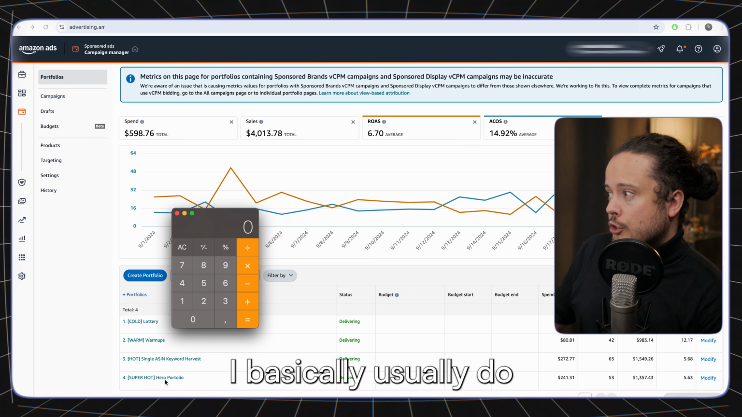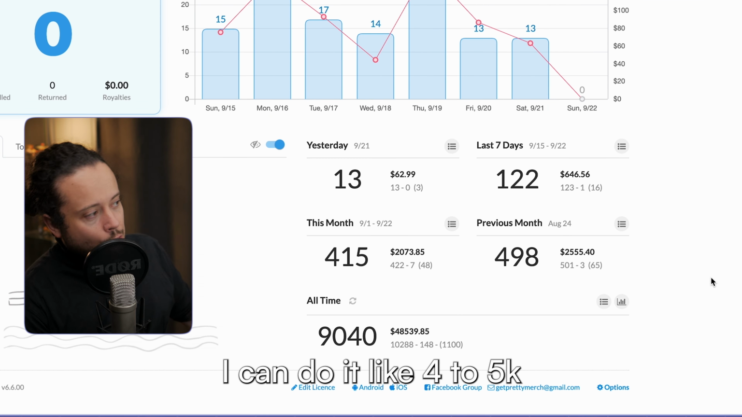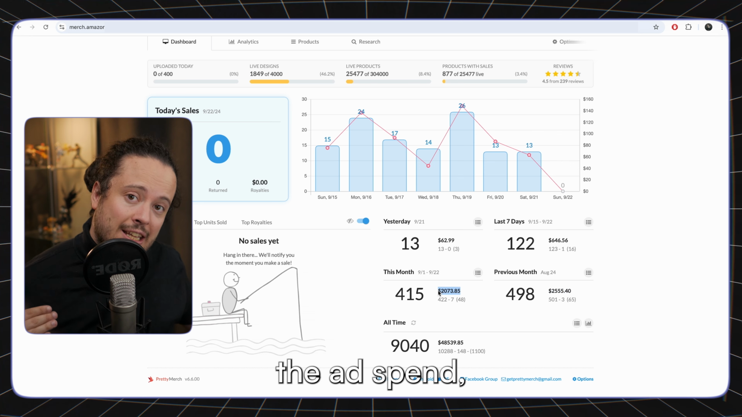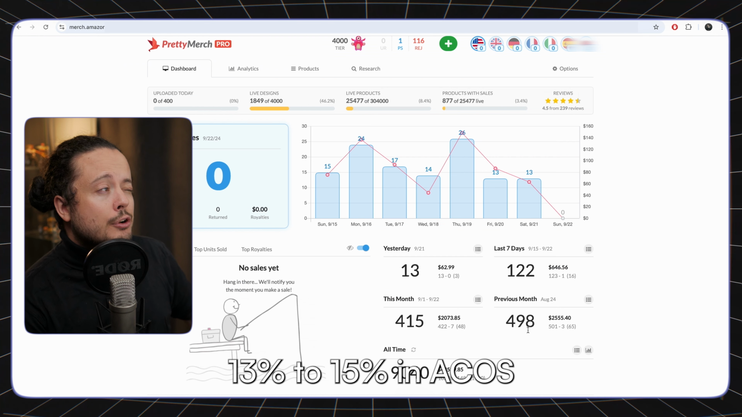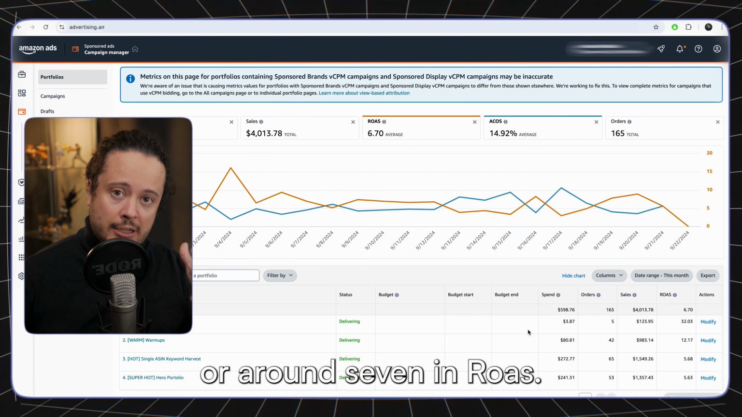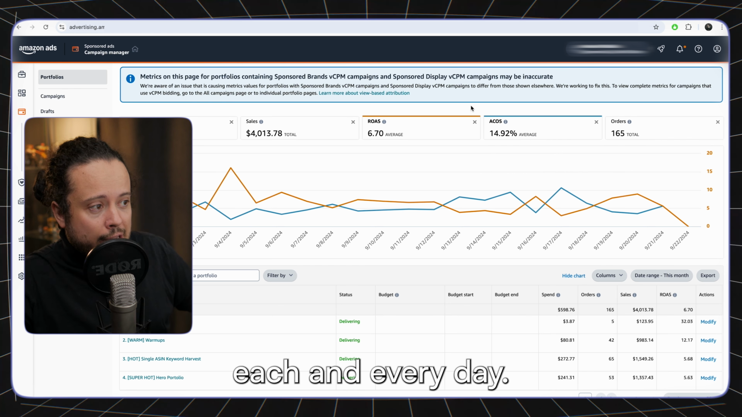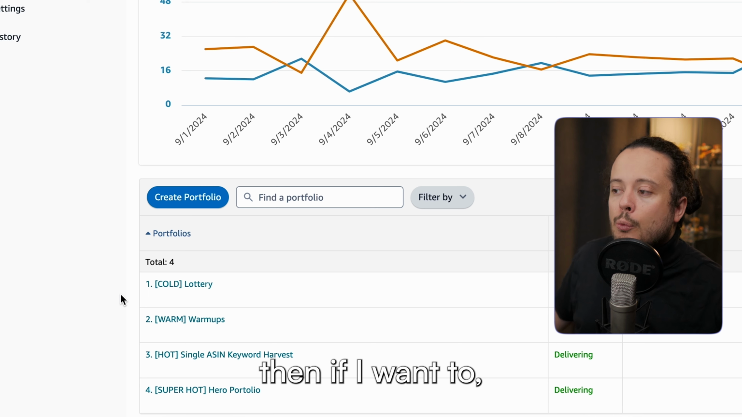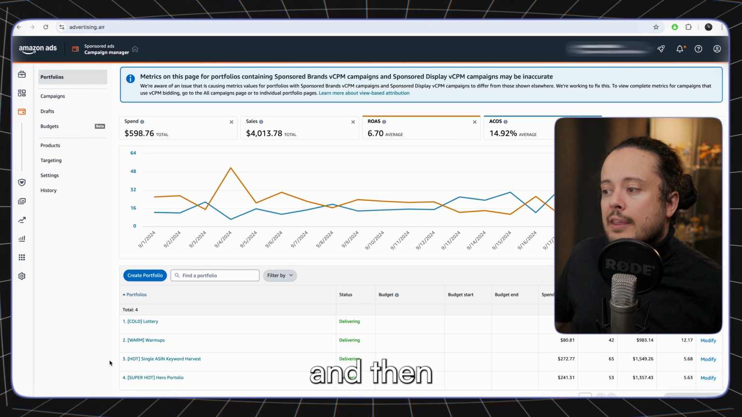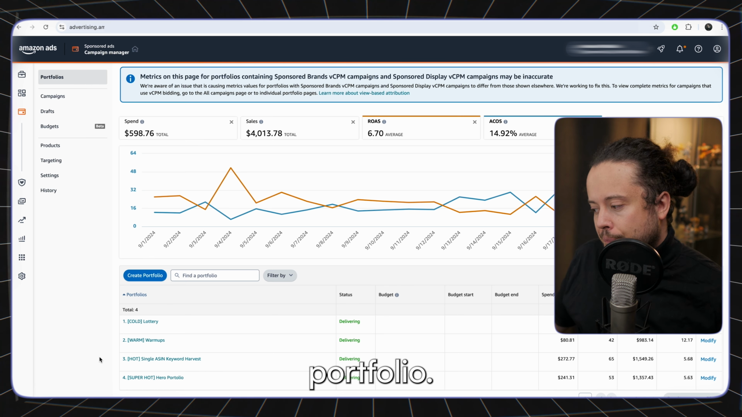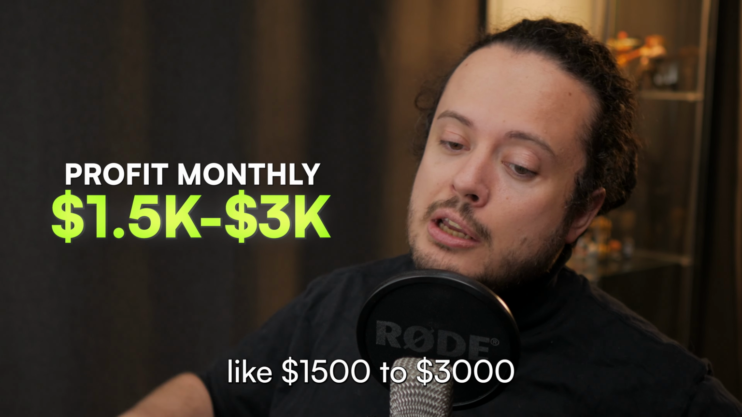This is what I usually do in a month, or if it's a really good month, I can do 4 to 5K, and then minus the ad spend. I don't know how much that is from the profit, but from the sales price, it's basically 13 to 15% in ACOS or around 7 in ROAS. This setup allows me to just add stuff into my warm-ups each and every day when something new sells. Then if I want to, I can add some new stuff into my hot campaign to find new bestsellers and then graduate them into my hero portfolio. But I haven't really even done that this whole year, and I'm still making around $1,500 to $3,000 profit each month.